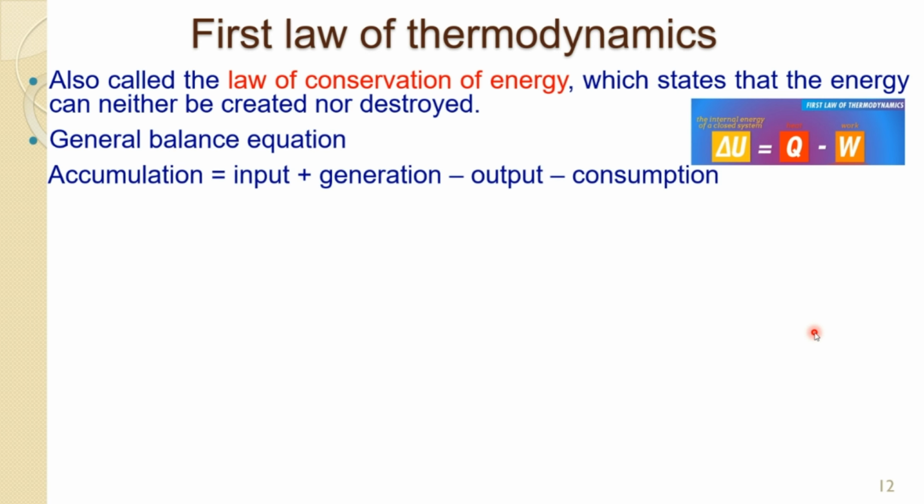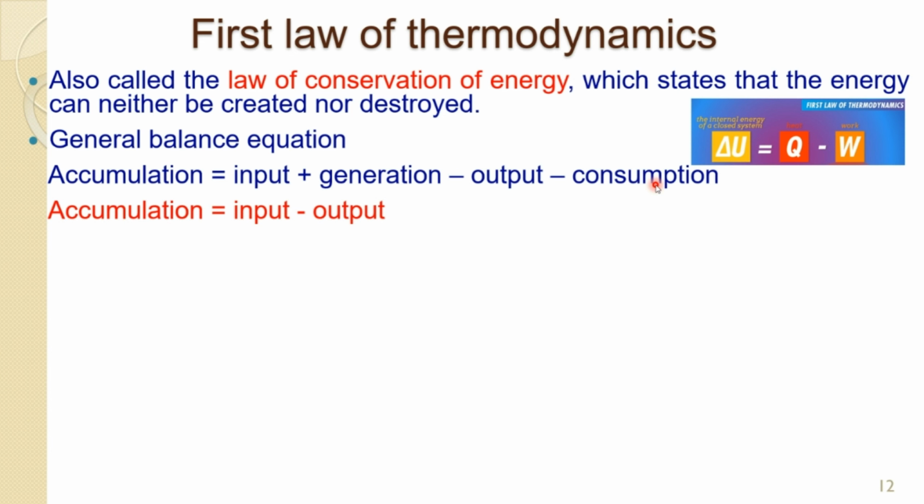So when we think of the general balance equation, accumulation equals input plus generation minus output minus consumption, according to this general balance equation applied to the energy balance. The first law of thermodynamics tells us that energy cannot be created or destroyed. That means you don't have the terms of generation and consumption, right? So as a result, the general balance equation can be simplified as accumulation equals input minus output.